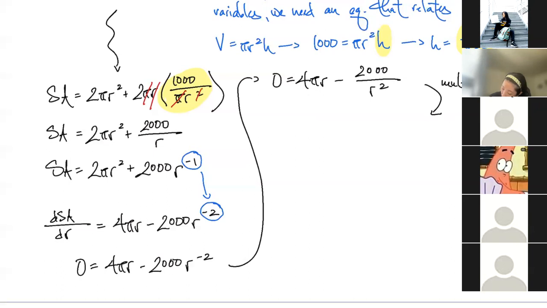So 0 times r squared is 0. 4 pi r times r squared gives us 4 pi r cubed. 2000 over r squared times r squared gives me 2000. This idea of getting rid of the denominators to make your life easier is a really important strategy here. Now I think it makes solving the equation a lot easier. How are we going to isolate that r?